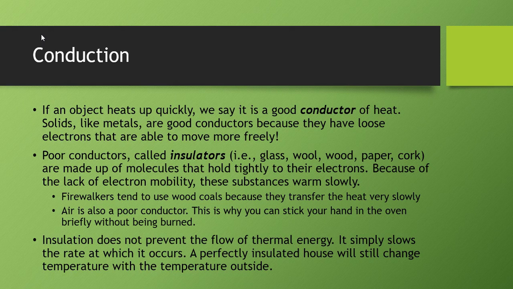Now, insulation is not perfect. It doesn't prevent the flow of thermal energy, it just slows it down. Like an oven mitt, for example, and you get it wet. The oven mitt being wet will allow it to transfer heat more quickly, and you can't hold the pan as long. Also, your house is generally insulated against the temperature outside, but even in the summer and the winter, your house gets warm or cold depending on what the temperature is outside. Insulation doesn't stop thermal energy, it just slows it down.